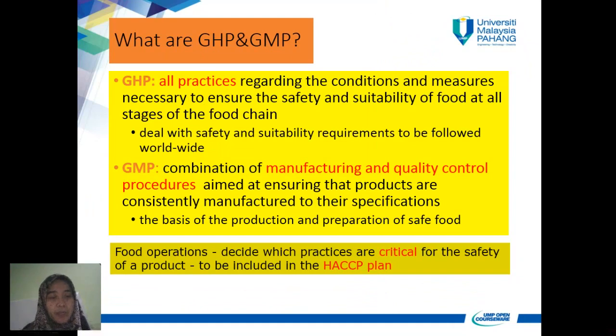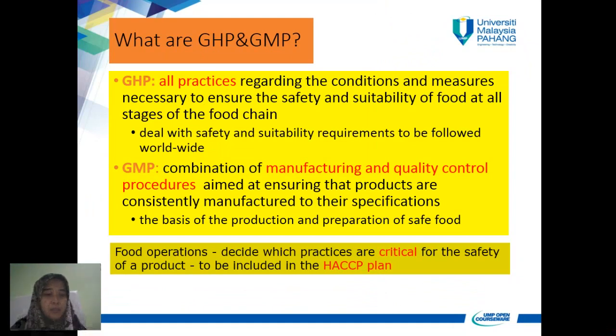So in simple words, GHP is related to the practice, meaning the person who is dealing with the food. Whereas GMP is related to the manufacturing and quality control procedure, meaning the SOP of the manufacturing, for example, as well as the step-by-step procedure of the production.